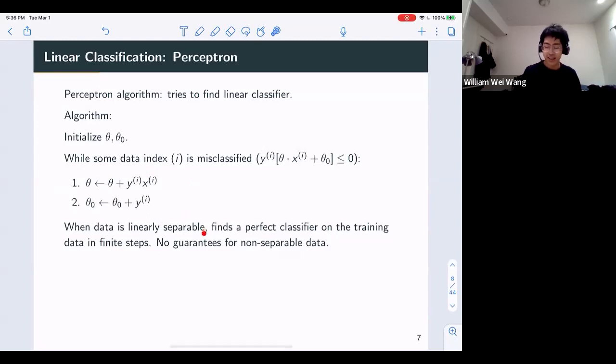And when the data is linearly separable, so you can find a line that separates the two classes, it's guaranteed to find a perfect classifier in finite steps. Though that classifier is not guaranteed to be max margin in the sense we'll talk about later, and it's not guaranteed to converge to a nice classifier for non-separable data.